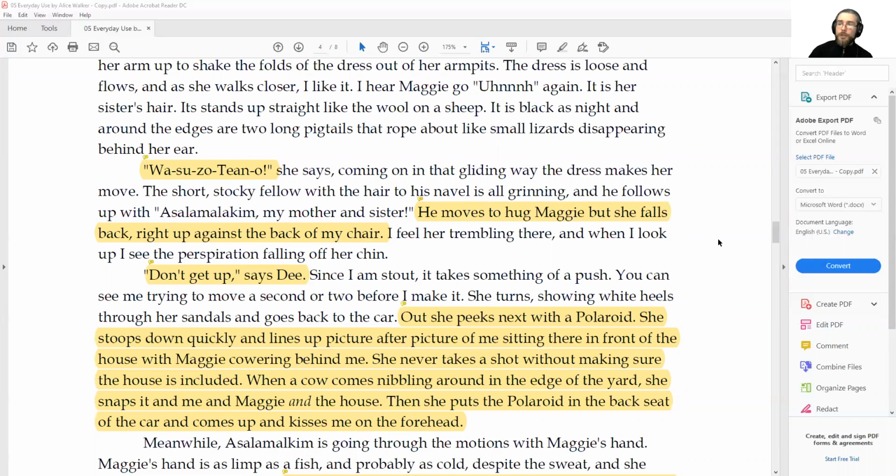Now, she introduces her boyfriend or her husband. Assalamu alaikum. He moves to hug Maggie, but she falls back right up against the back of my chair.